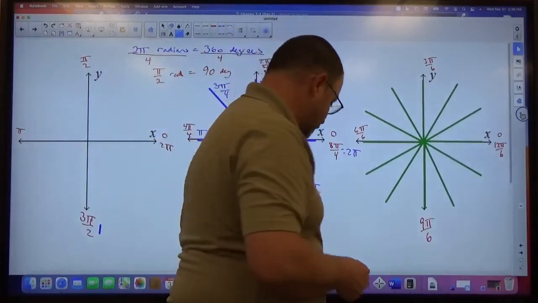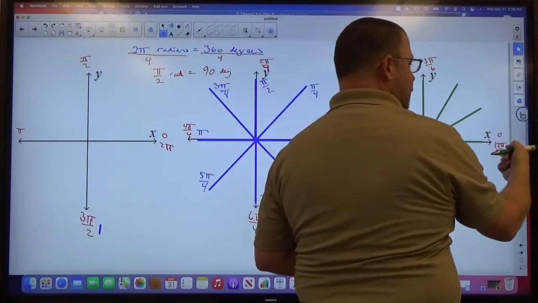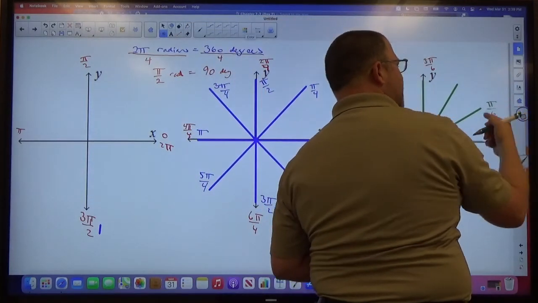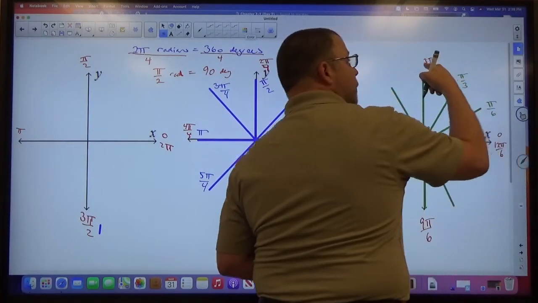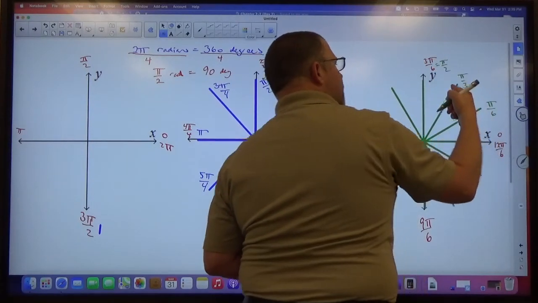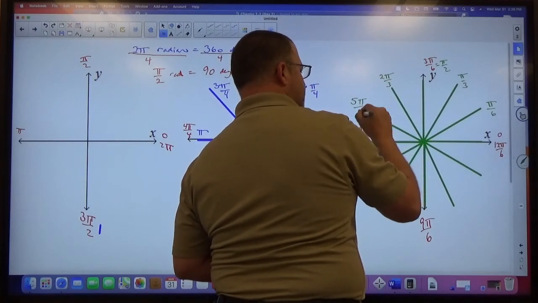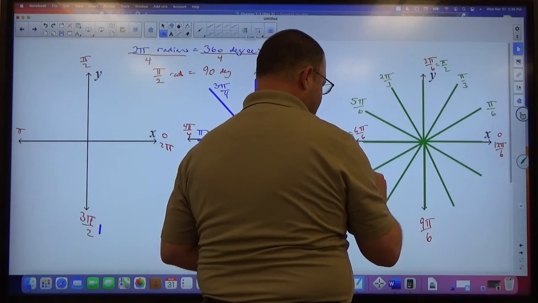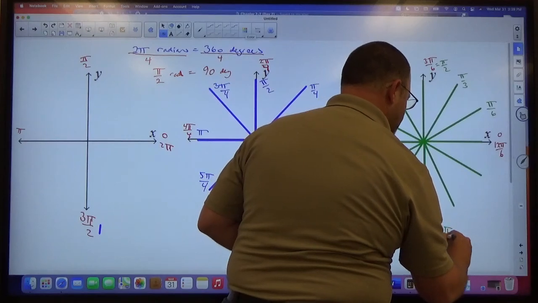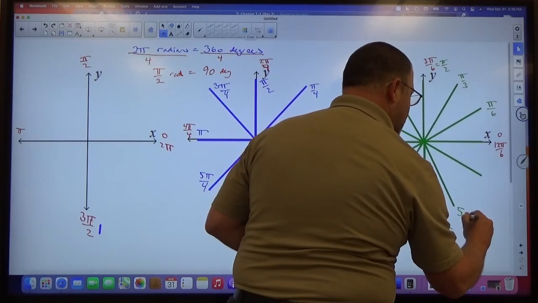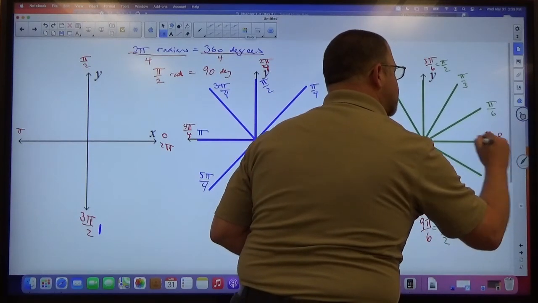We're going up by pi over 6 at a time. So if I do that, my green marker out. 0, this is pi over 6. This is 2 pi over 6, which reduces to pi over 3. This is 3 pi over 6, which is pi over 2. This is 4 pi over 6, reduces to 2 pi over 3. 5 pi over 6 doesn't reduce. 6 pi over 6 is pi. 7 pi over 6 doesn't reduce. 8 pi over 6 is 4 pi over 3. 9 pi over 6 reduces to 3 pi over 2. 10 pi over 6 reduces to 5 pi over 3. 11 pi over 6 doesn't reduce. And 12 pi over 6 equals 2 pi.